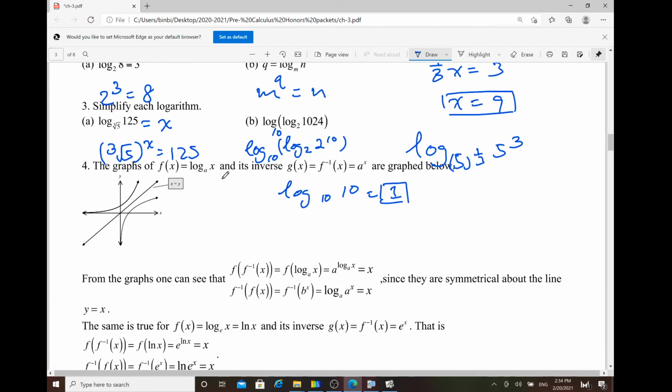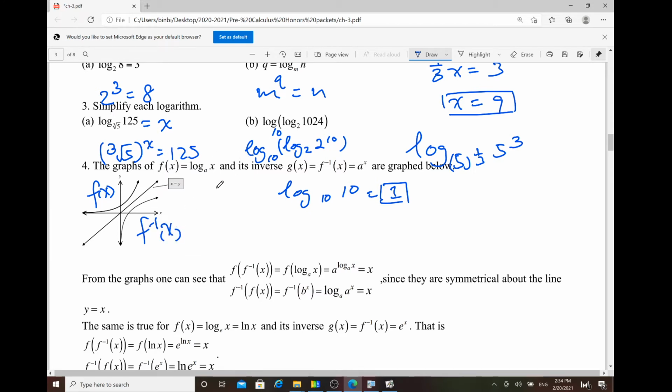And one thing that we notice: log functions and exponential functions are considered the inverses of each other. So if you try to find the inverse, you'll get an exponential function. The line of symmetry is y equals x. So here's f of x, the log function, and here's the inverse of f of x.